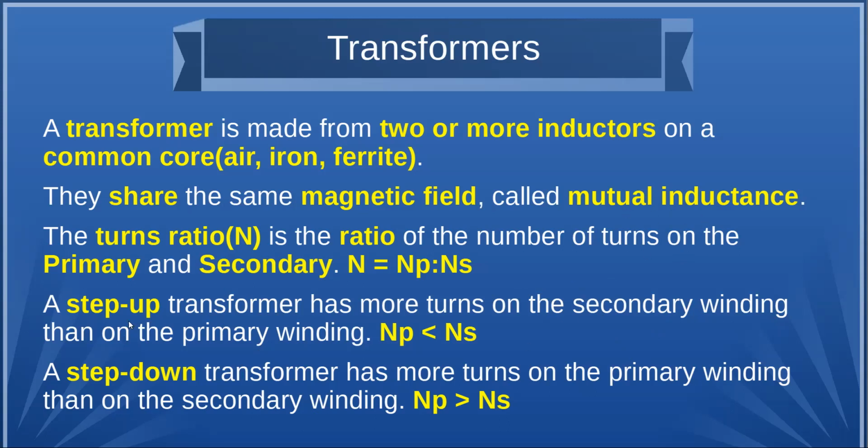If it's a step-up transformer, you're going to have more turns on the secondary than you do on the primary. So the primary turns is going to be less, and that ratio will determine how much the voltage is multiplied by. So if it was 1 to 2, it means if I put 120 volts on the primary, I get 240 volts on the secondary.